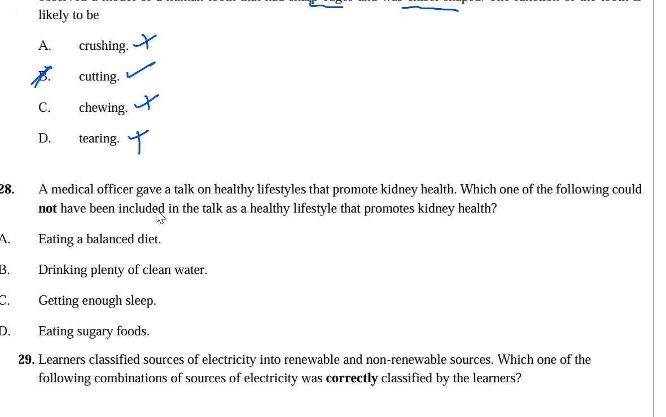A medical officer gave a talk on healthy lifestyles that promote kidney health. Which one of the following could not have been included in the talk as a healthy lifestyle that promotes kidney health? Eating a balanced diet, this promotes a healthy kidney. Drinking plenty of clean water also promotes a healthy kidney. Also getting enough sleep. So the one which is not true is eating sugary foods. So the correct option is D, eating sugary foods.